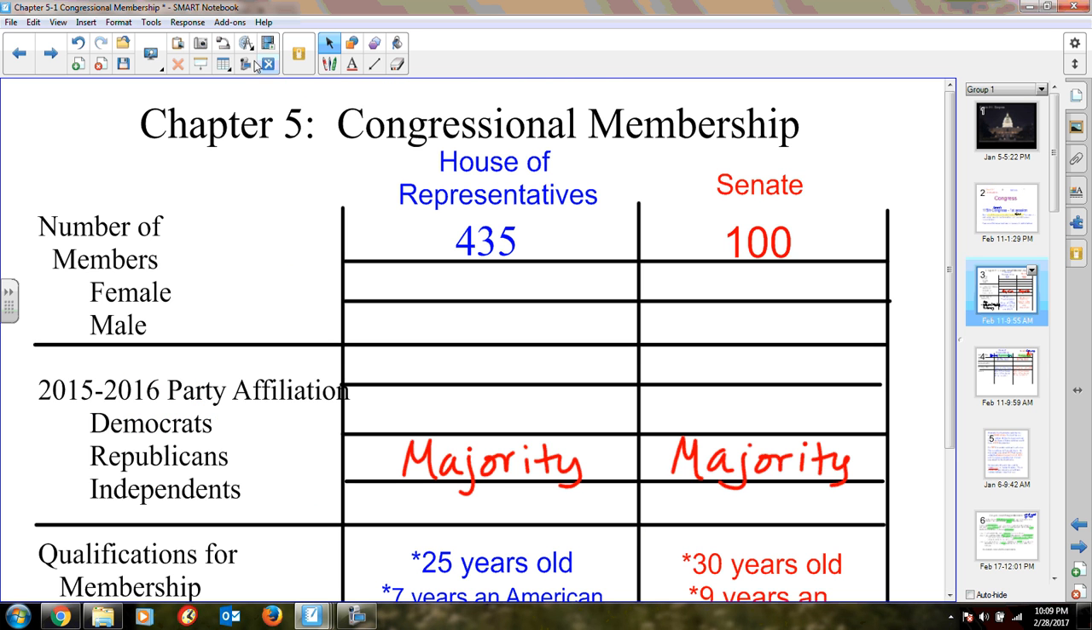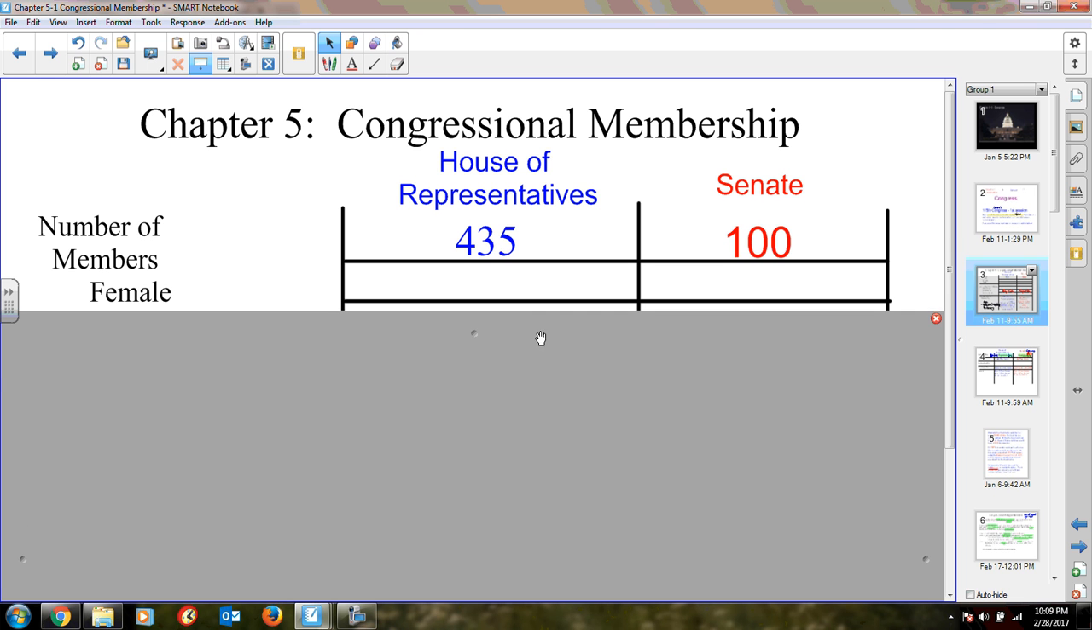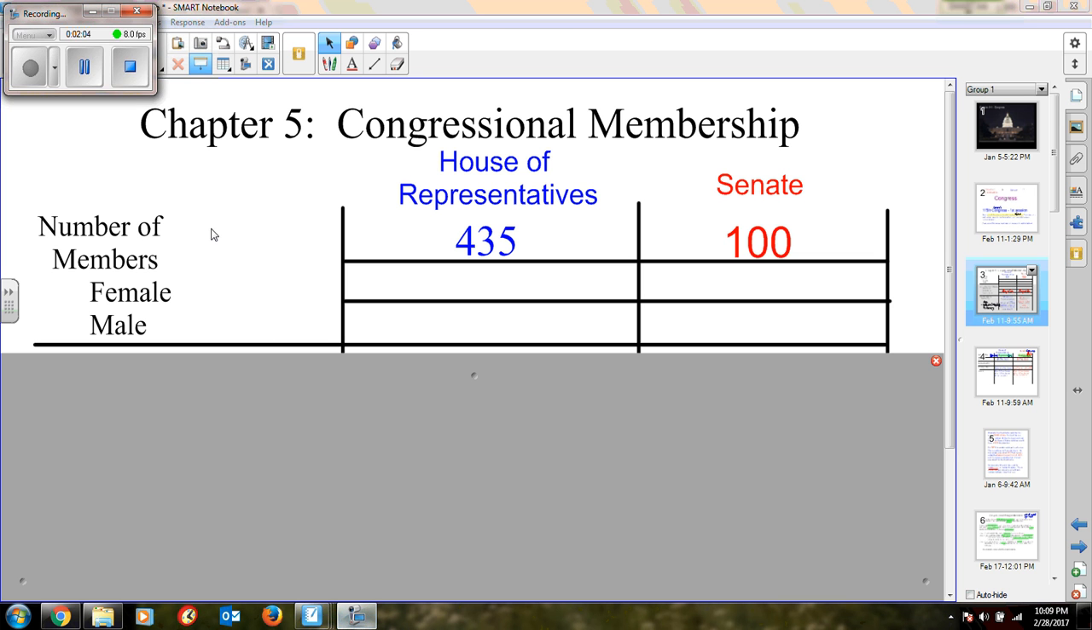So let's take a look at the membership that we find in Congress. What are their age requirements? Who are they? Firstly, we're going to look at the number of members. There are 435 members in the House and 100 in the Senate. So what we want to do is take a look at how many are female and how many are male.